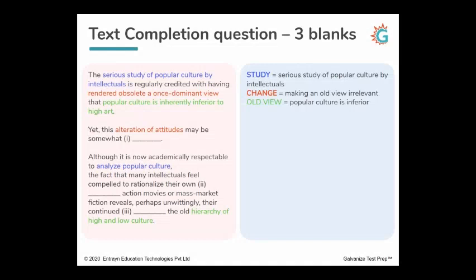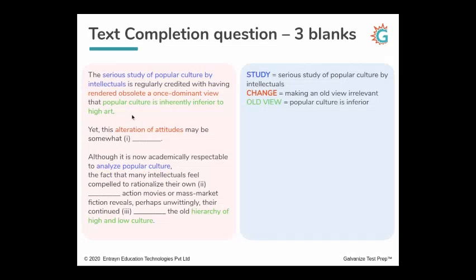Popular is a word you must know. Popular is when a lot of people are in support for something. It comes from people, popular people. So when a lot of people support something, it becomes popular. An actor becomes popular because a lot of people like him. So popular culture is a culture that is popular. Something like popular culture is usually used to refer to commercial movies. So popular culture is inherently inferior to high art.